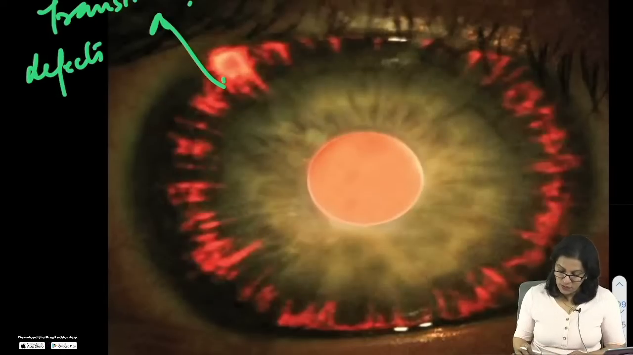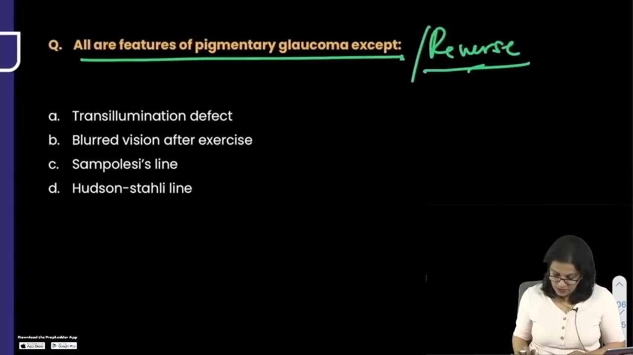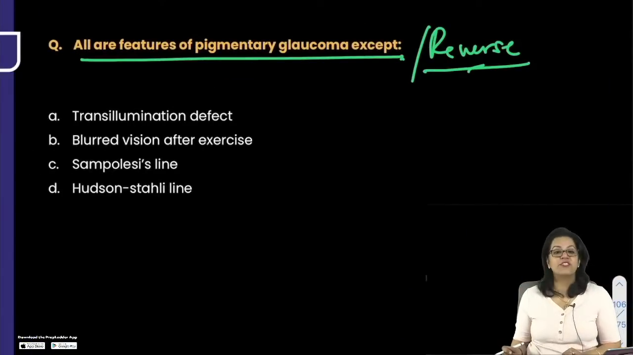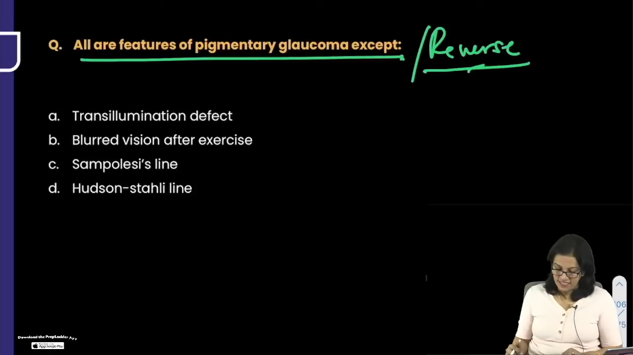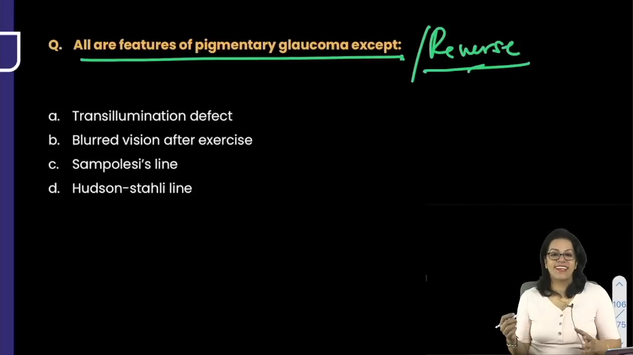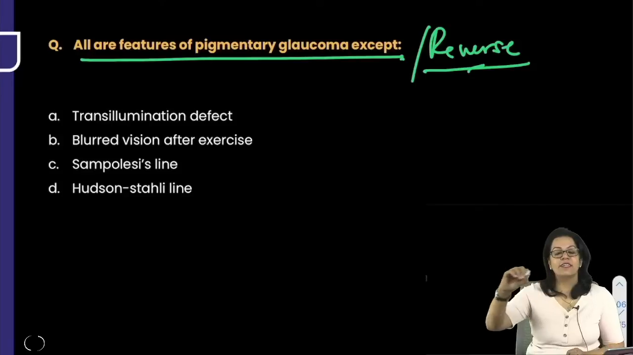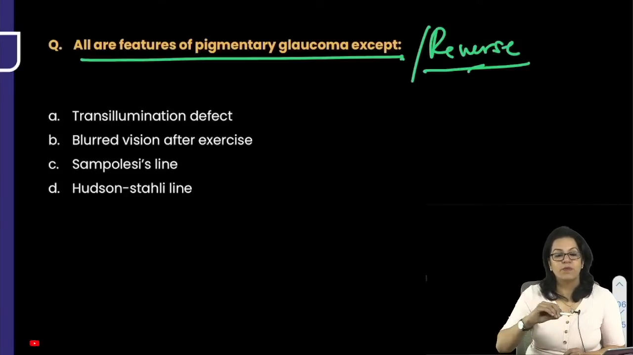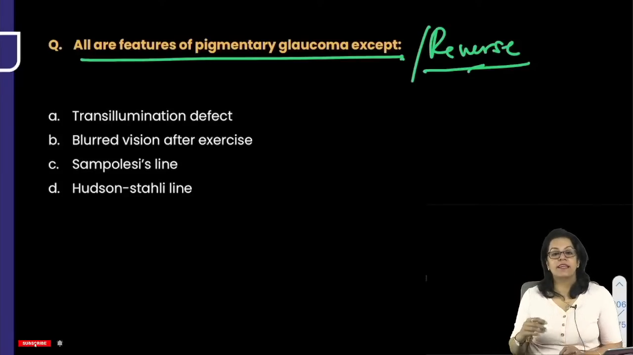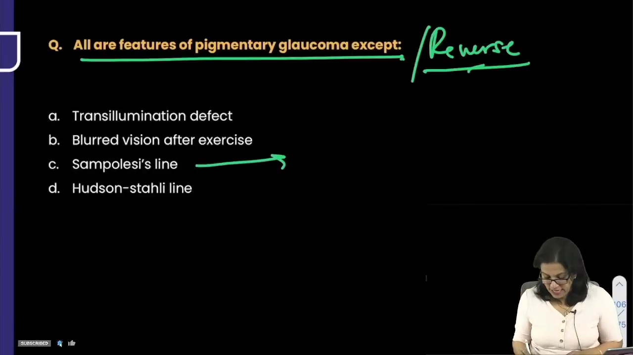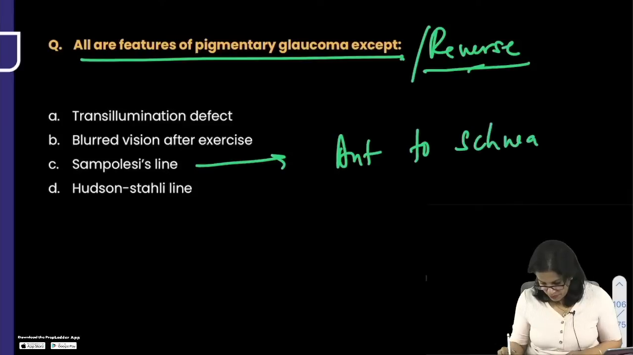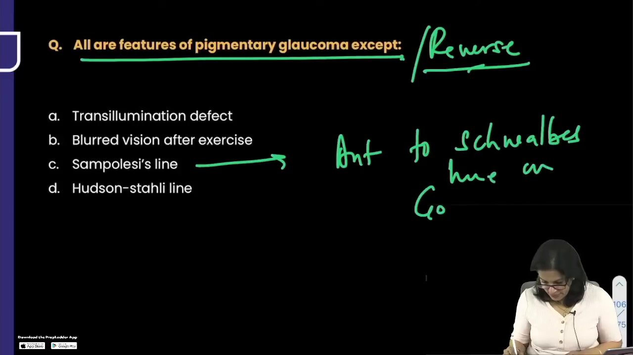Right. So, let us solve the question first before I see the slides. All are features except trans illumination, blurring of vision after exercise, yes. Then Sampaolesi's line, what is Sampaolesi's line? Again the pigment anterior to the Schwalbe's line, that is a pigmented line seen on gonioscopy. So, it is the line anterior to Schwalbe's line on gonioscopy. This is what is Sampaolesi's line.